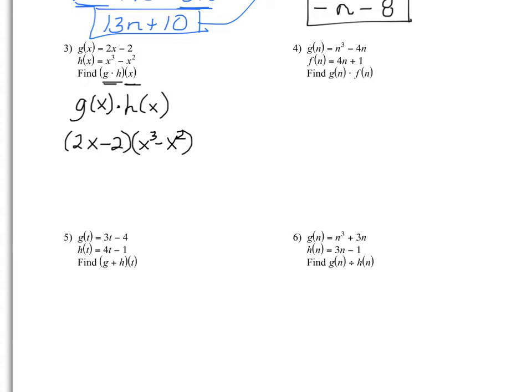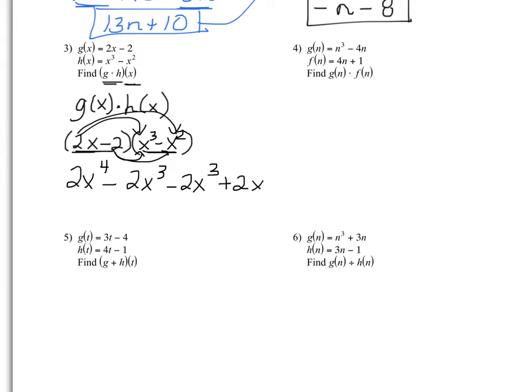Now it's just a matter of multiplying things out. So I'm going to go 2x times x cubed is 2x to the 4th. 2x times negative x squared is minus 2x cubed. And that's first, outer. Now I'll go to this right here. Negative 2 times x cubed is negative 2x cubed. We've got to make sure everything in the first one gets multiplied by everything in this one. So I've got negative 2 times x squared left, which will be positive 2x squared.